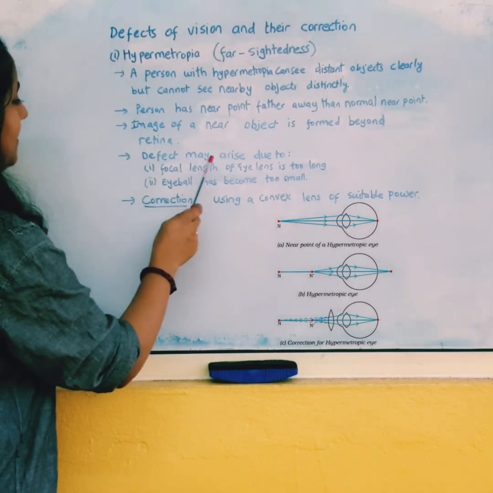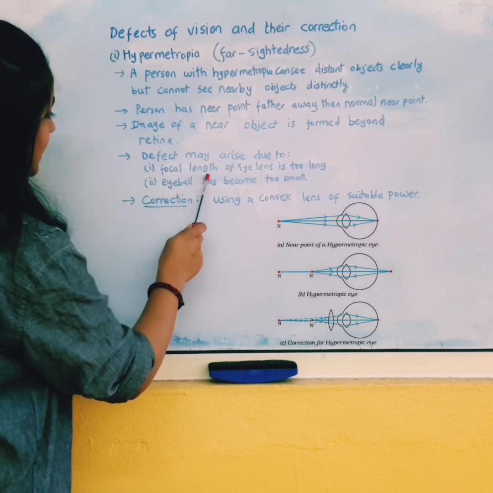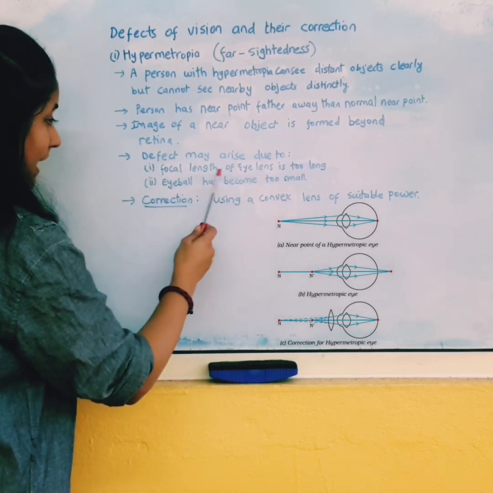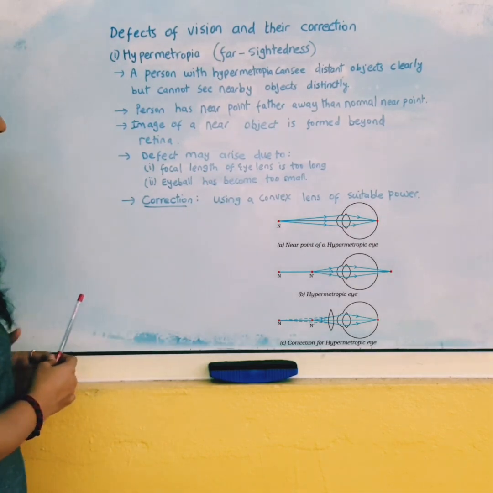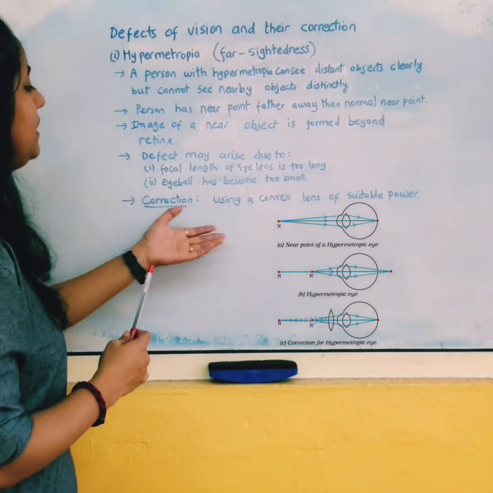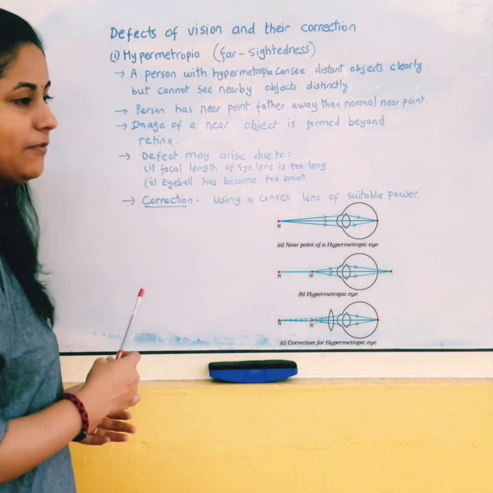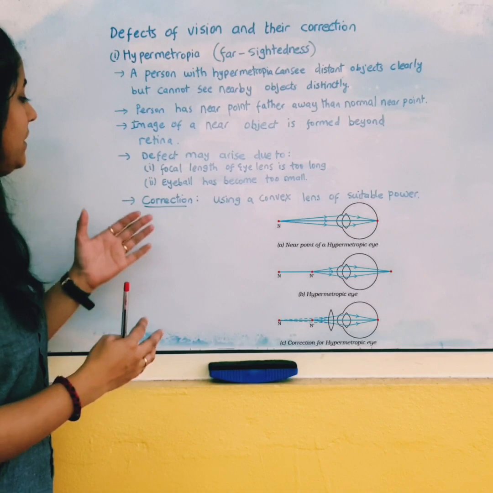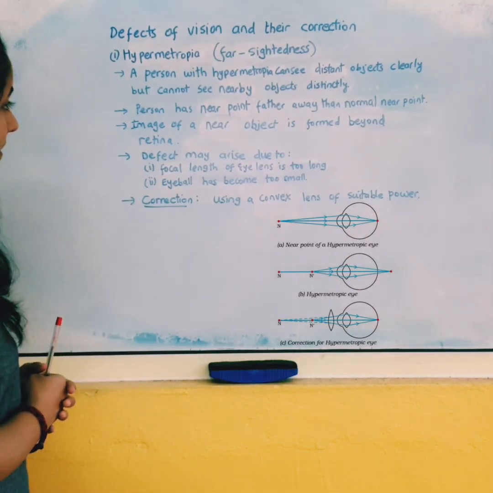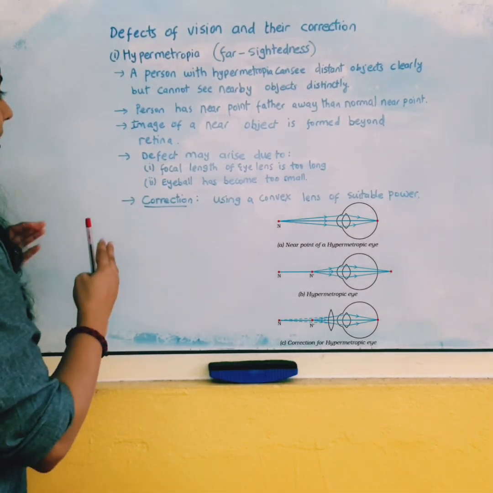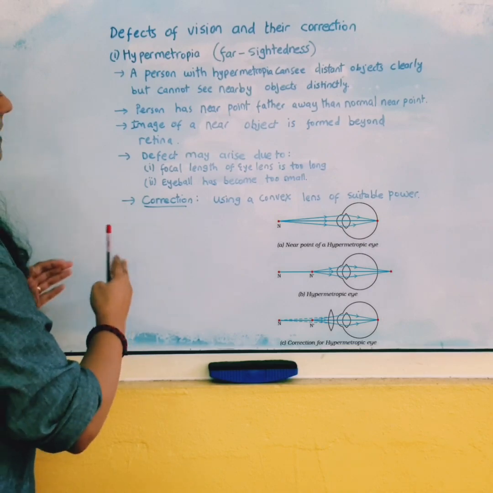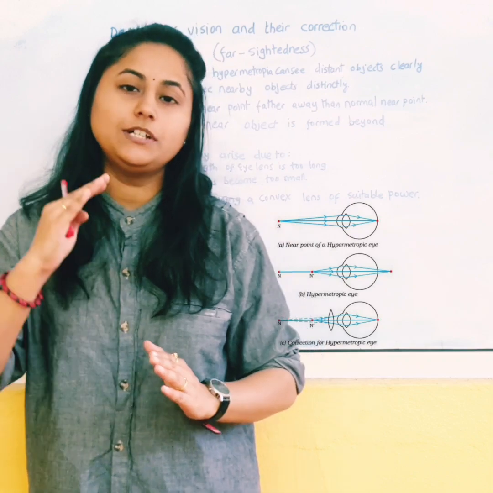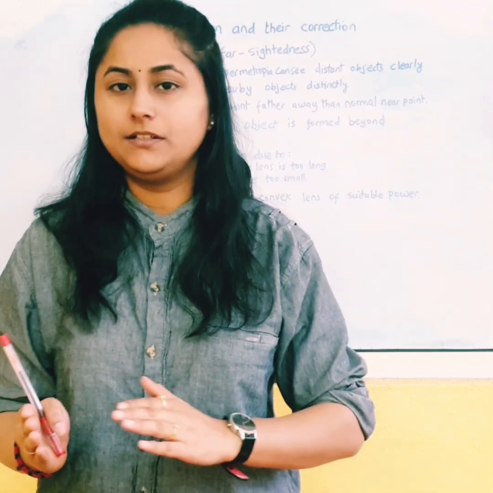Now, this defect may arise because the focal length of the eye lens has become too long, or the eyeball has become too small. Correction for this can be done using a convex lens of suitable power. You can also see how this defect arises and how it can be corrected: how the normal near point has become further away, and if the object is at the near point, how the image is formed beyond the retina.